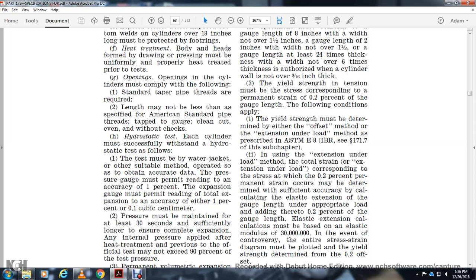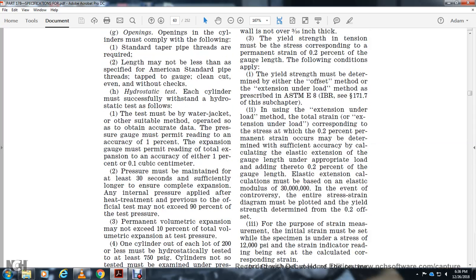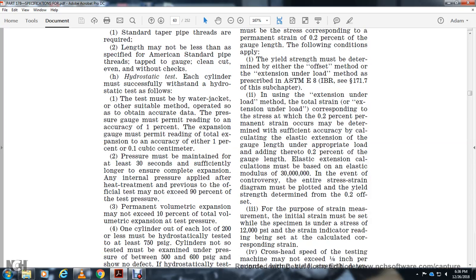In the event of a controversy, the entire stress-strain diagram must be plotted with the yield strength determined at 0.2% offset. For the purposes of strain measurement, the initial strain must be set with the specimen under a stress of 1200 psi, with the strain indicator reading being set on the calculated corresponding strain.